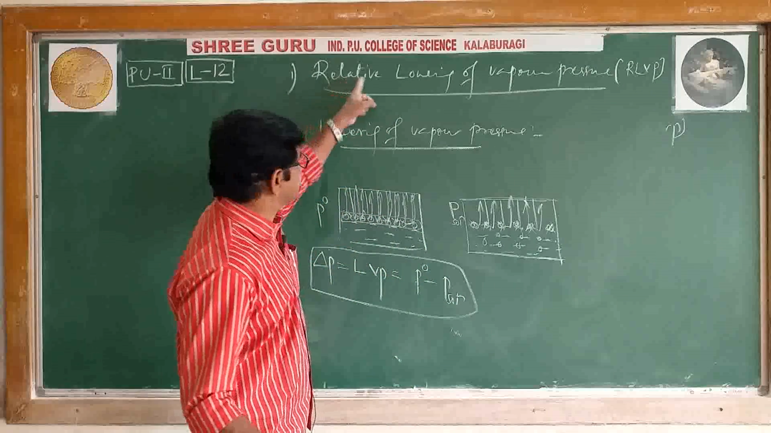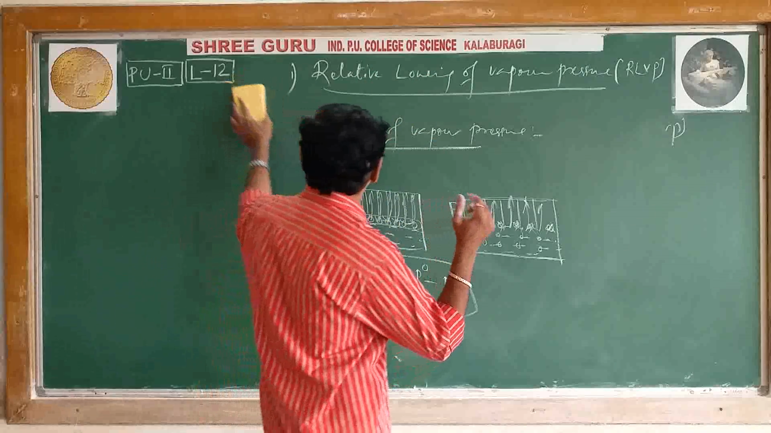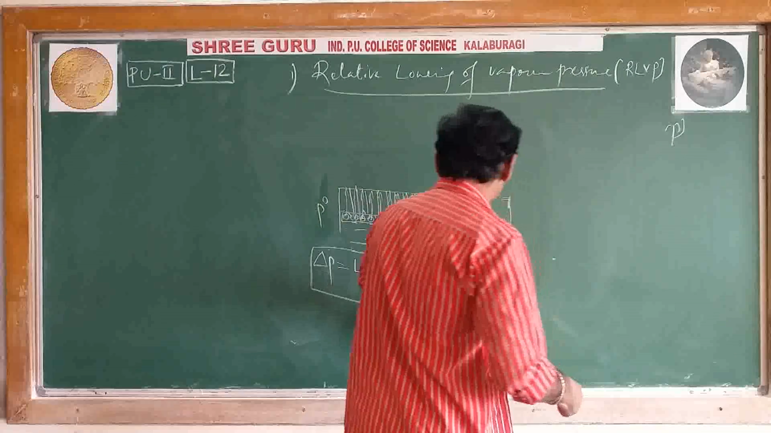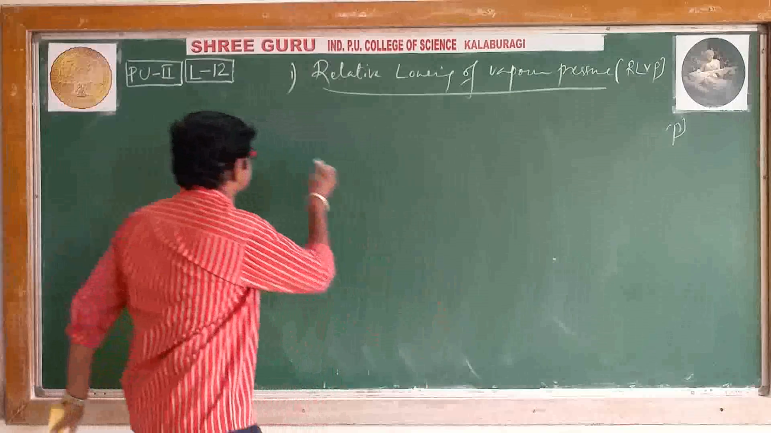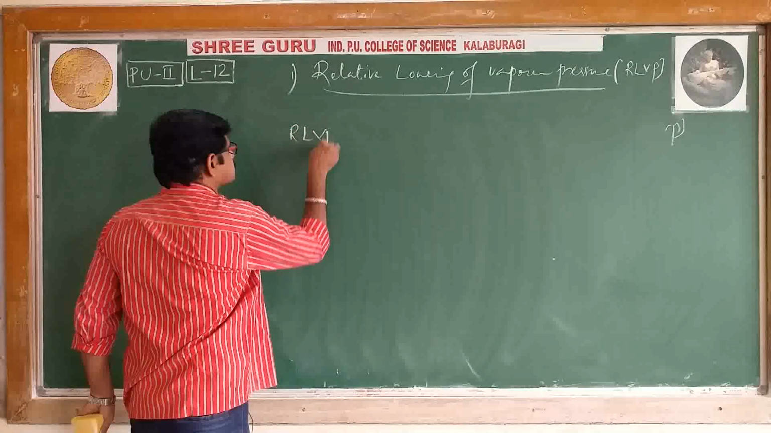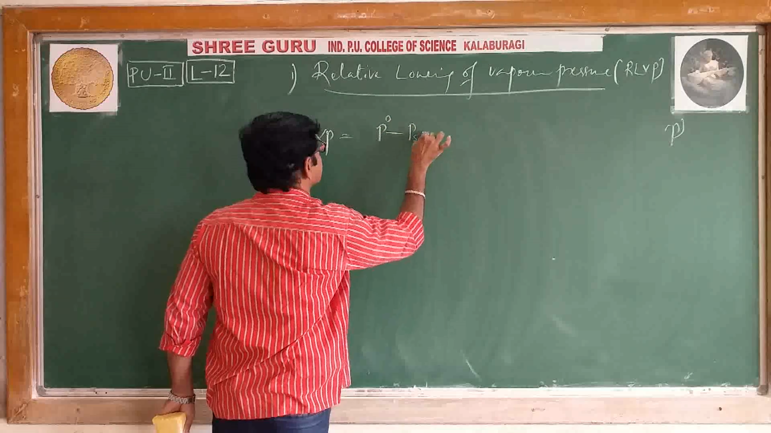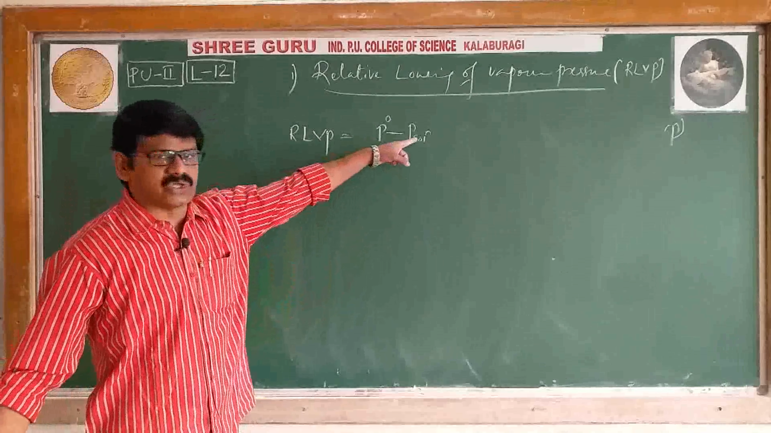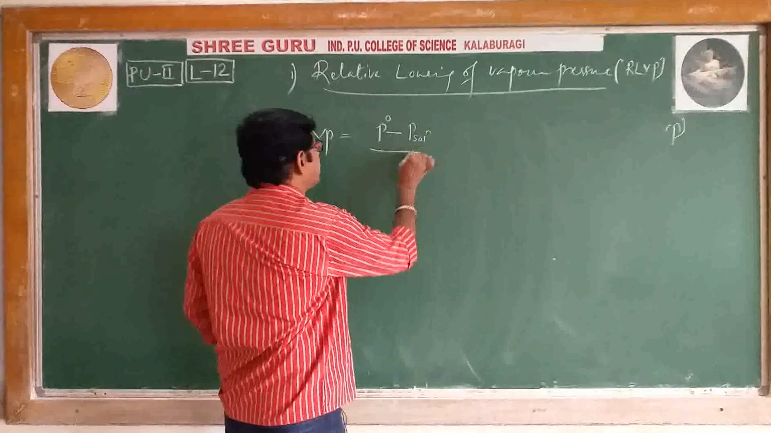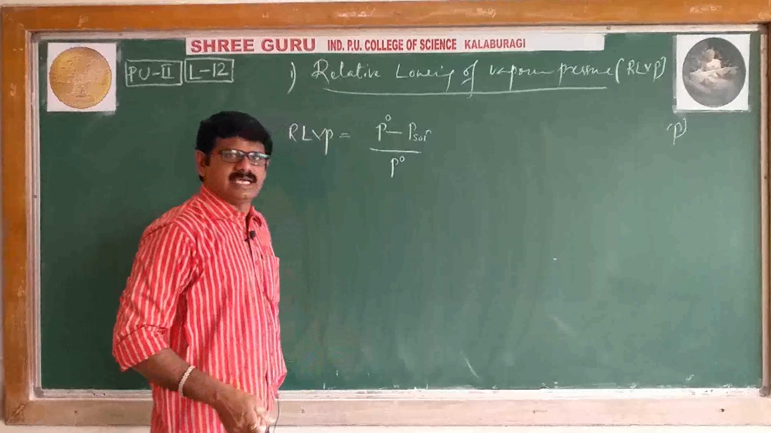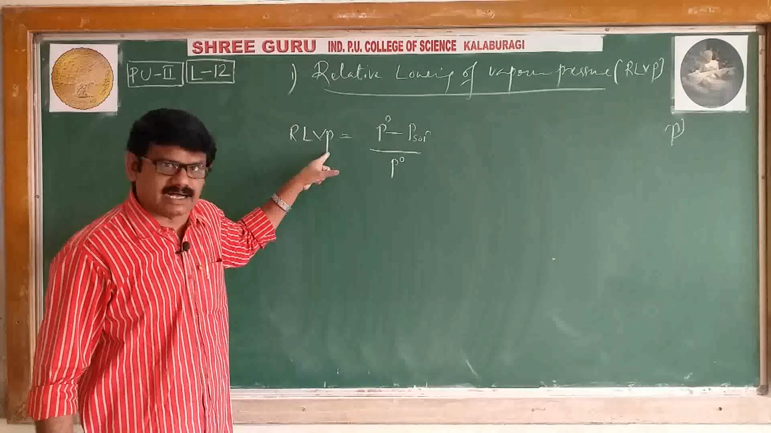Next we will see relative lowering of vapor pressure. Let's discuss the definition now. Very simple. See here, already P naught minus P of solution is known to you, it is the lowering of vapor pressure. Taking lowering of vapor pressure divided by P naught, it is just a ratio only. This ratio is called the relative lowering of vapor pressure.